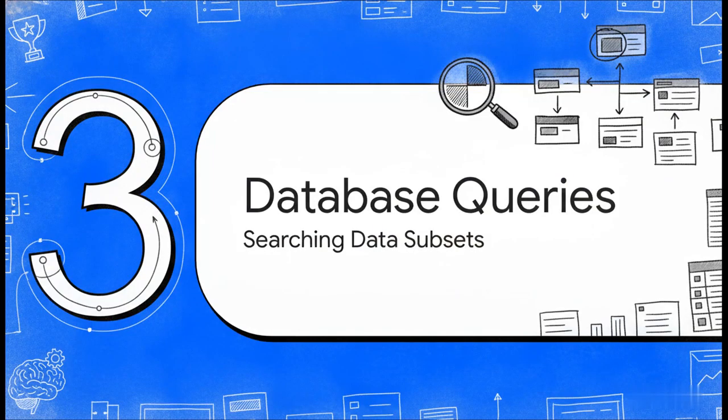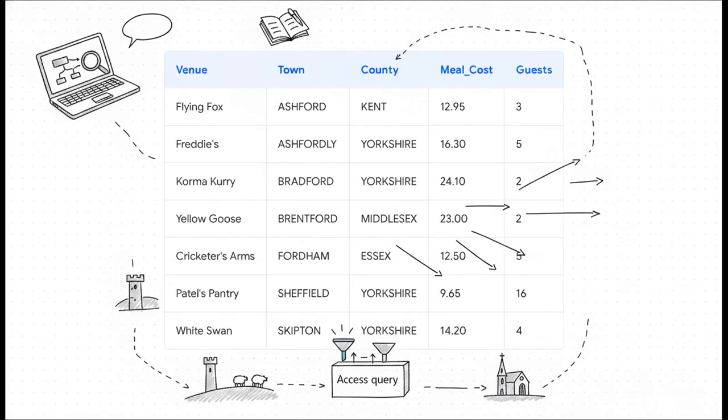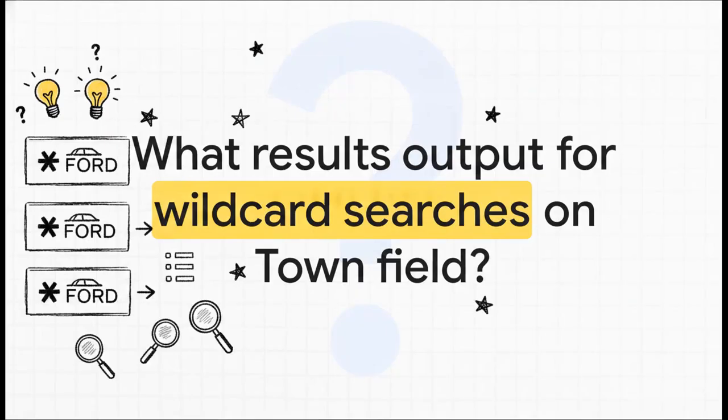Section 3. Database queries and searches. Let's do a technical deep dive and apply this precision. Imagine you're sitting in the exam hall and you're staring at this exact meals database. You've got fields for venue, town, county, meal cost, and guests. The exam asks you to extract very specific subsets of data based on the town field using Access queries. Let's make this an interactive challenge for a second. Can you spot the difference between how these three wildcard syntaxes are going to filter the data? We've got asterisk Ford, Ford asterisk, and asterisk Ford asterisk. Take just a second to think about how that one little star changes the entire logic of the query.